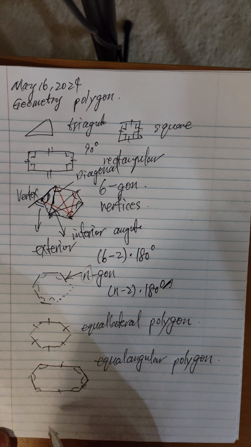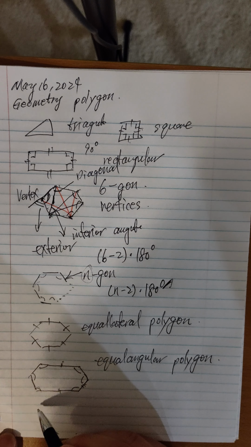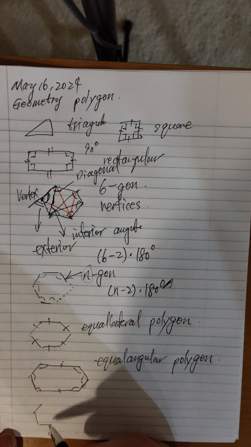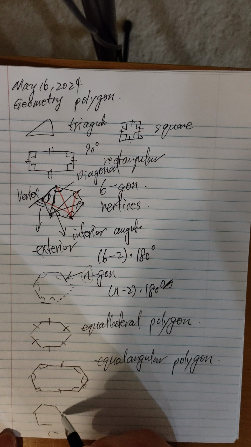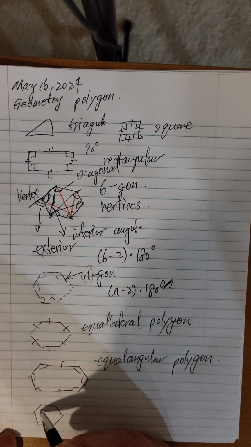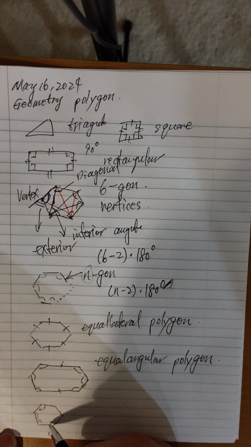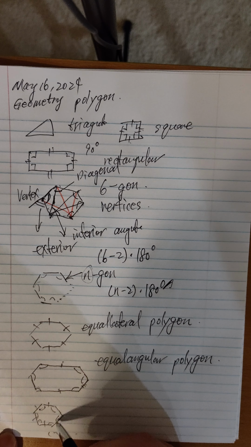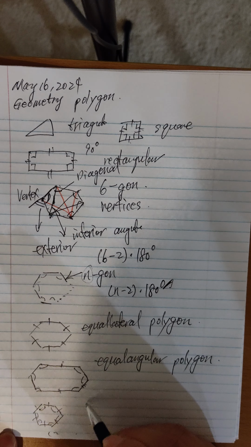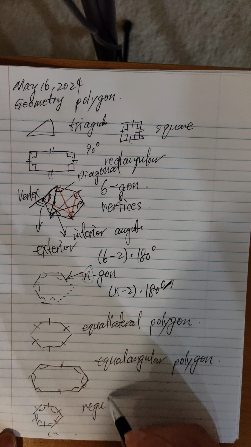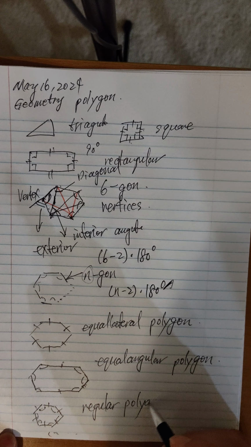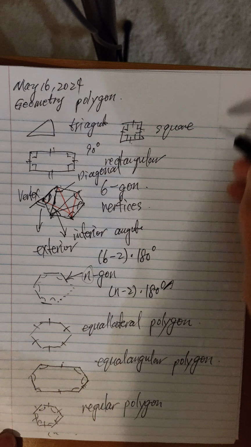And then the last thing I want to introduce, for those who can read my mind, they probably already noticed that. If all the interior angles are the same, and all the lengths are the same, then this is called a regular polygon. Okay?